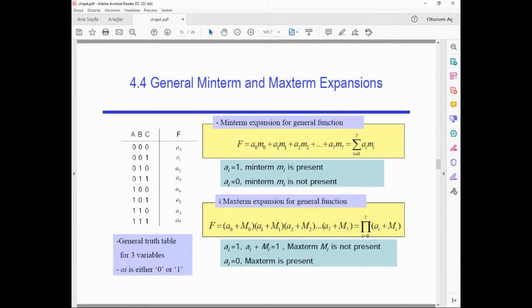So it is the same rule for max term expression. You can use the OR gates for this function. Let's see if a0 is 1. It means 1 or m0. That means this expression is equal to 1, right? And you don't have to write 1 in the AND gates. So this one disappears, because in the max term we only use the zeros.